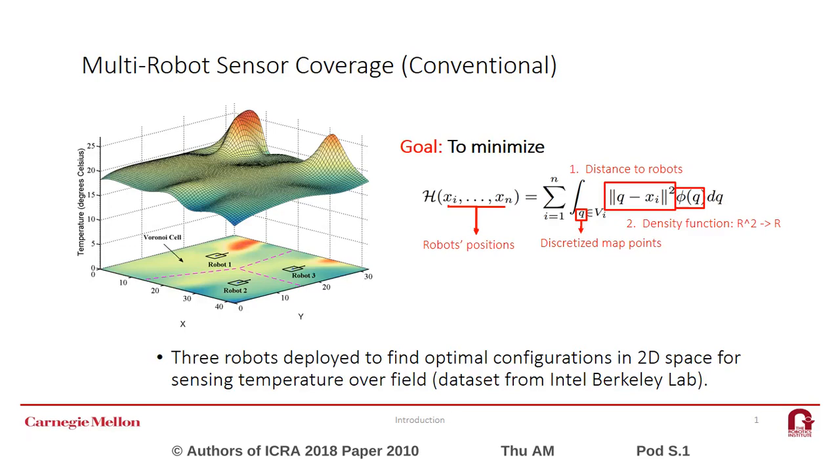To minimize the sensing cost, as shown in the objective function, the goal is to spread the robots as evenly as possible while keeping them as close towards the area with higher temperature, as evaluated by the density function.